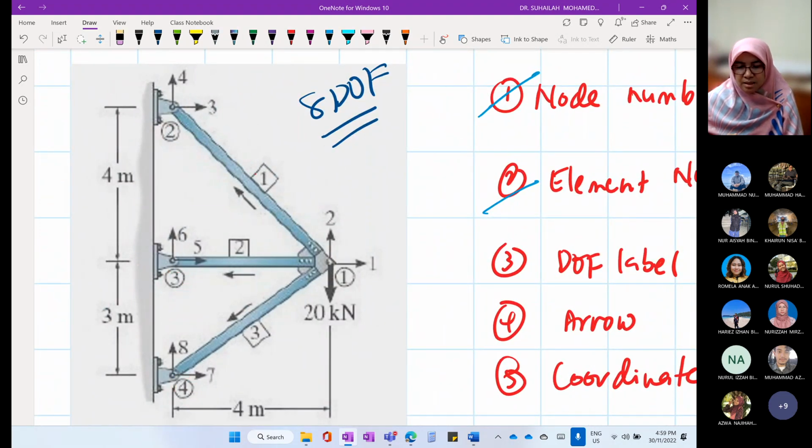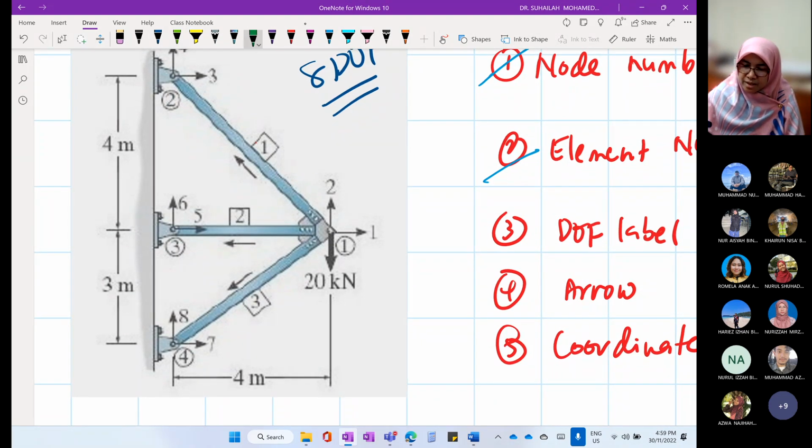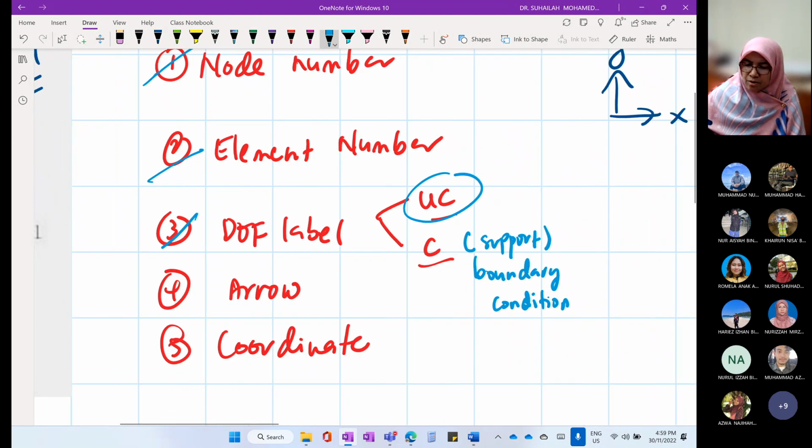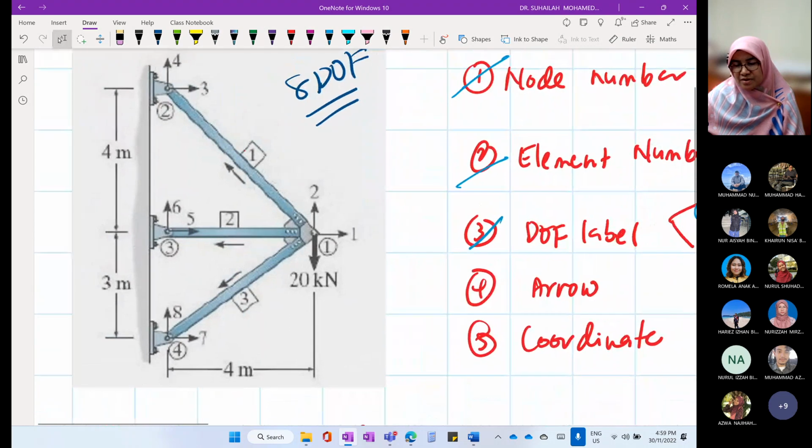And in this question, the degree of freedom is also given. Okay, done with the degree of freedom. Next, the arrow. We have to check whether the arrow is given or not. If it is not given, you have to put the arrow parallel to the member.